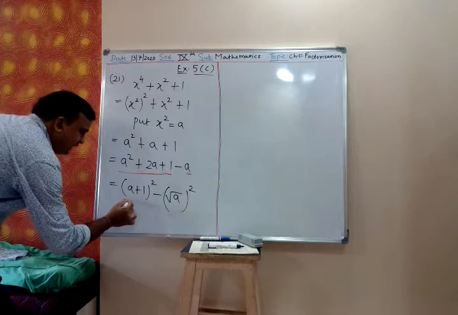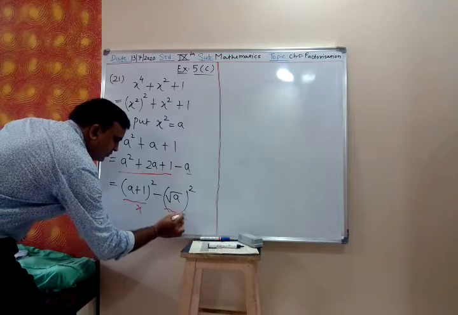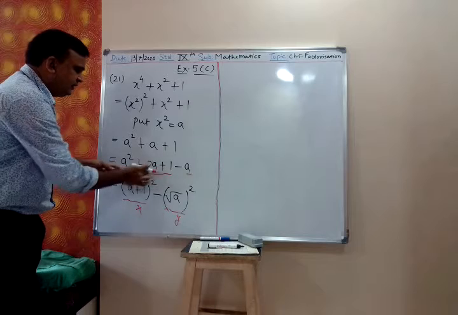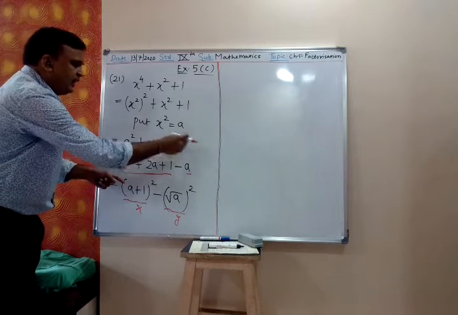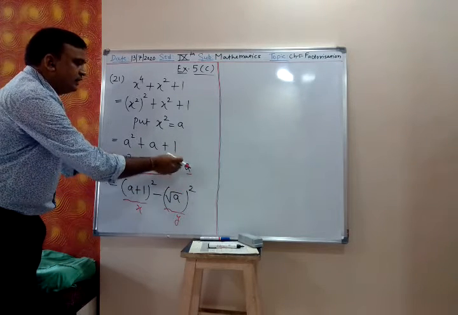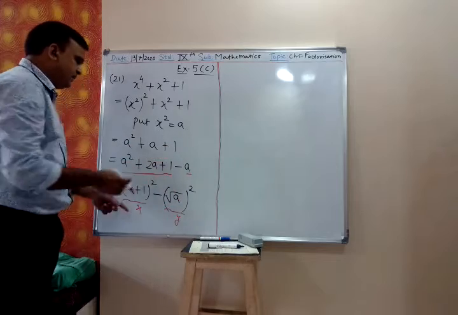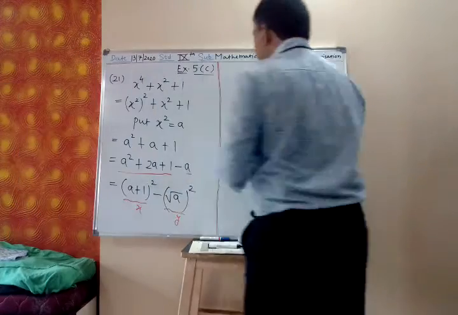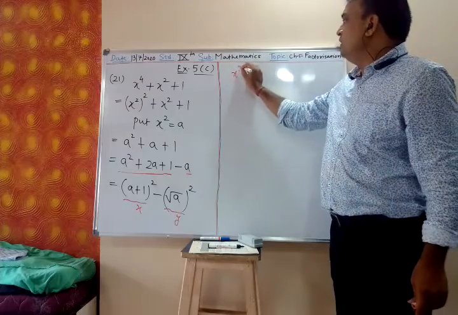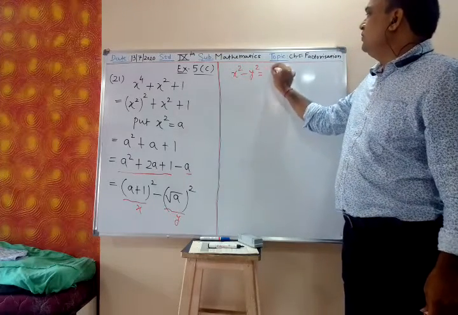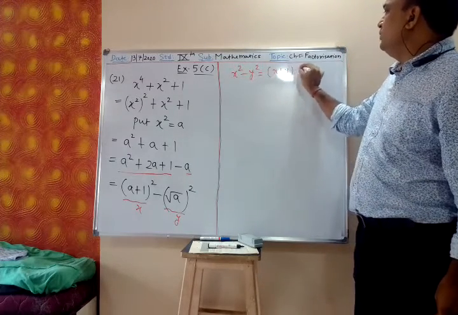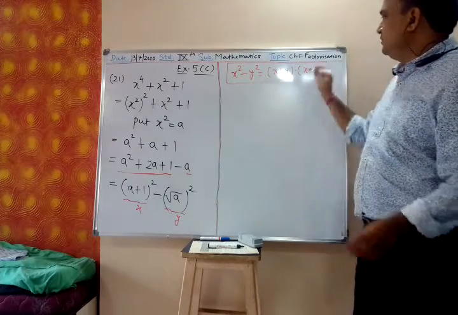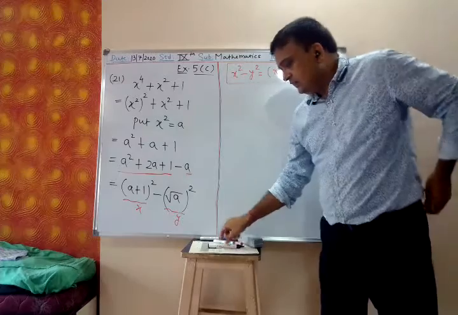Now this is my x, because the first three terms are square. So the last term also I have to write in terms of square. So a I can write as root a square. So this becomes x square minus y square. Yes, use the formula: x square minus y square is x plus y into x minus y.